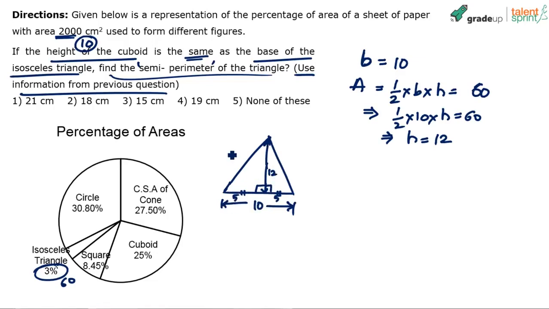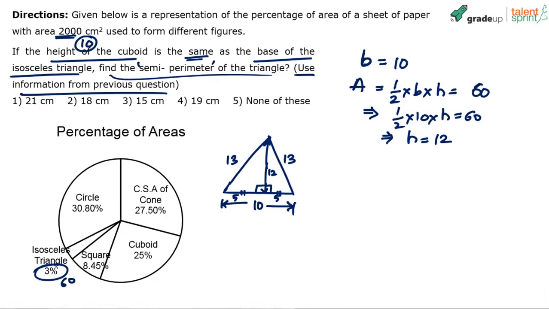So if this is 12 and this is 5, this should be 13. Pythagoras theorem, right? Hypotenuse square should be equal to height square plus base square. So 12 square plus 5 square, 144 plus 25, 169. This is square root of 169, 13. And this also is 13. You understand? I'm not writing that step now. 12 square plus 5 square equals x square. X comes out to be 13.